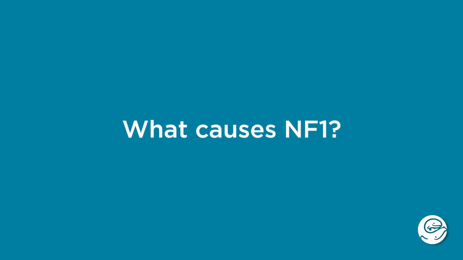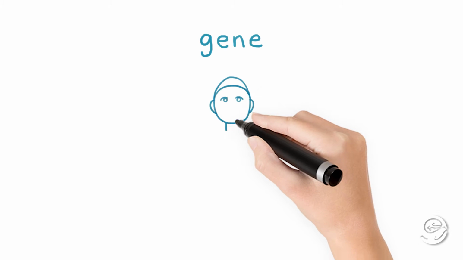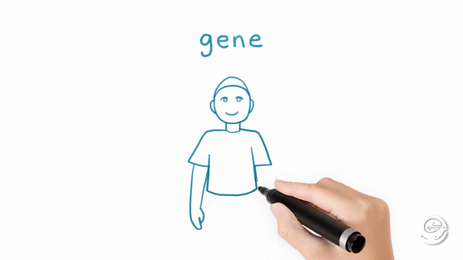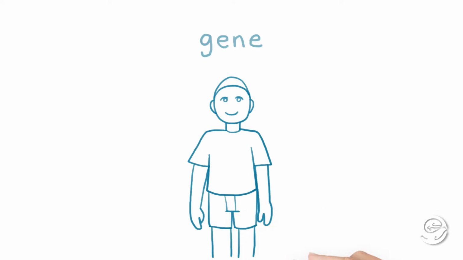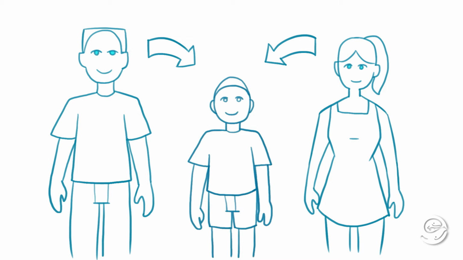What causes NF1? NF1 is caused by a gene change. Genes are like recipes for making you unique. Genes are passed from parents to children, from generation to generation. Genes tell our body how tall we get, our eye color, and what our hair is like. Half the time, an NF1 gene is inherited from a parent. The other half of the time, it's a new gene change in you.